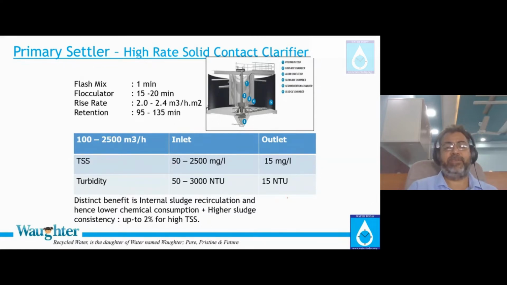Typically, the retention time in the vessel comes down to 95 to 135 minutes. Flocculation time is 15 to 20 minutes. And one good thing you see on your screen: I am recommending you go for a better treated water quality guarantee of TSS 15 and turbidity 15 NTU. So this is a superior clarifier than the clariflocculator.